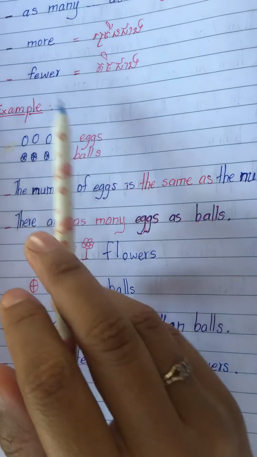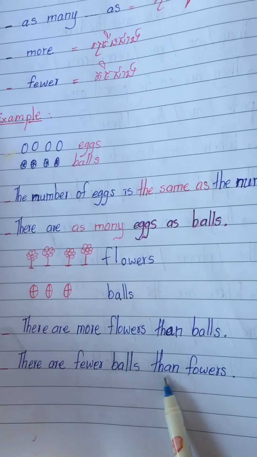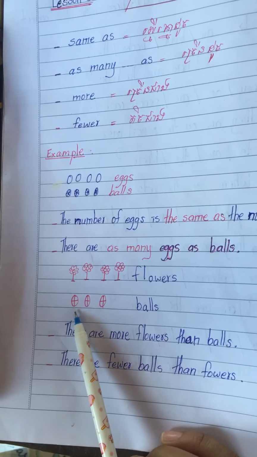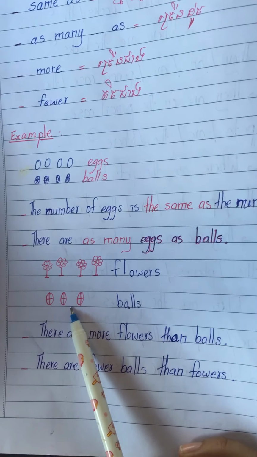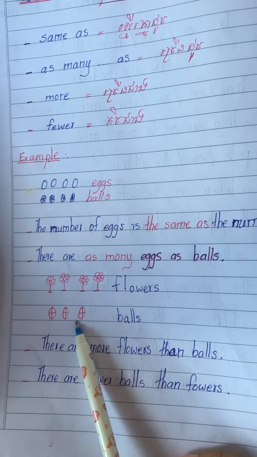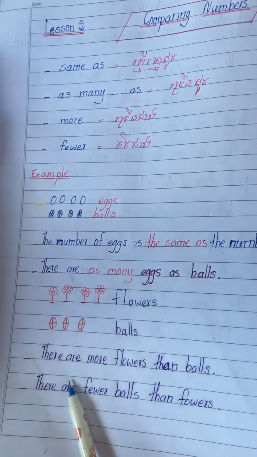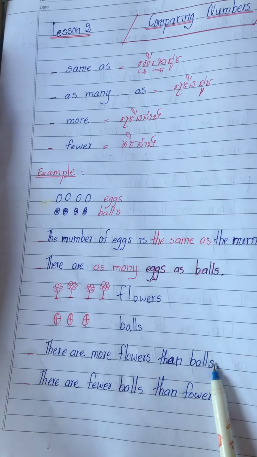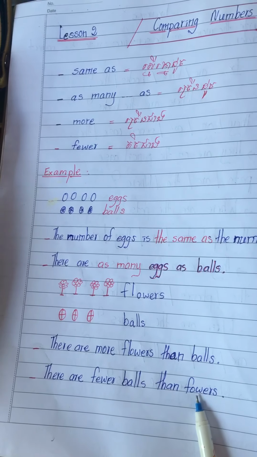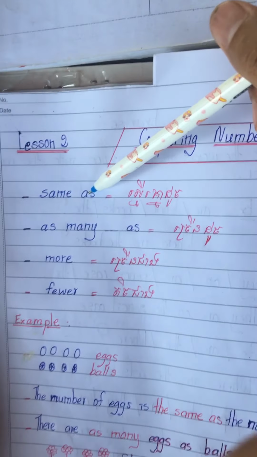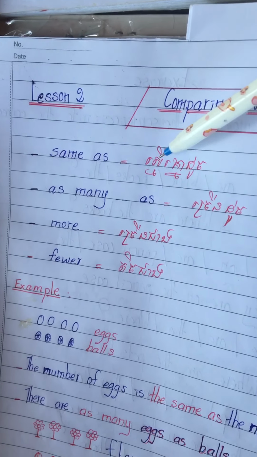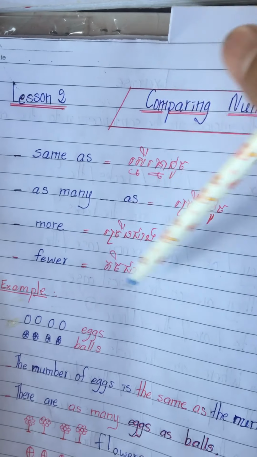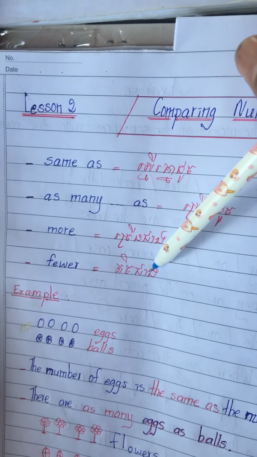And you use fewer. So you can say, there are fewer balls than flowers. The balls have fewer than the flowers. Only one thing has less than the flowers. Okay, again. There are more flowers than balls. There are fewer balls than flowers. Here, you have to read by yourself, okay? Smart can hear though, I read for you. As many as, more, fewer, okay?